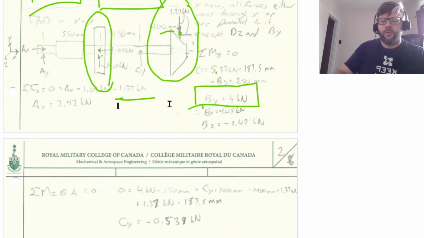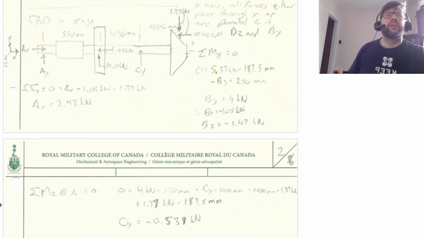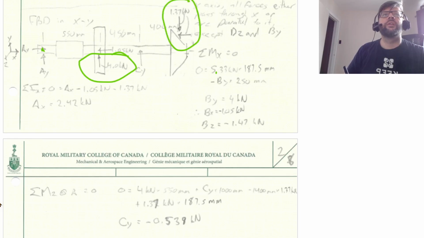Then we can go ahead and take a moment about the z-axis at point A. The forces that would show up there are the 4 kilonewtons from the helical gear, and then both of the 1.37 kilonewton forces from the bevel gear. Both the y direction and the x direction ones would show up there, just with different moment arms. And Cy is our unknown there.